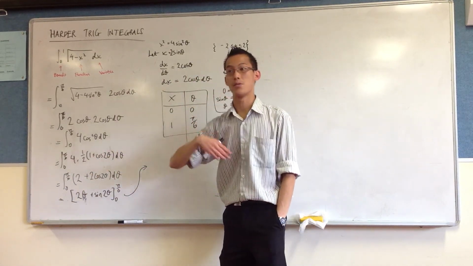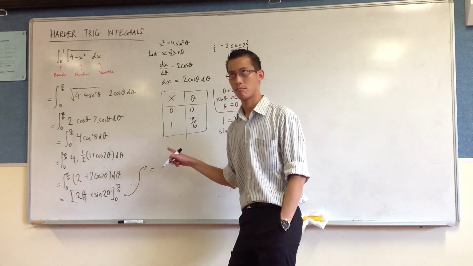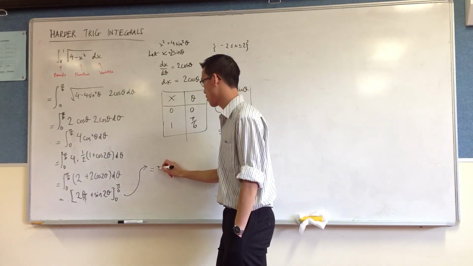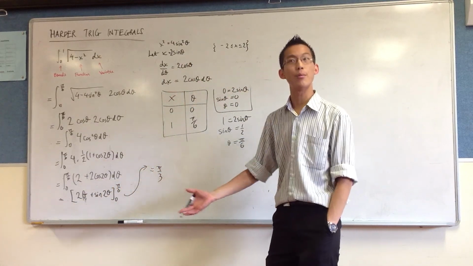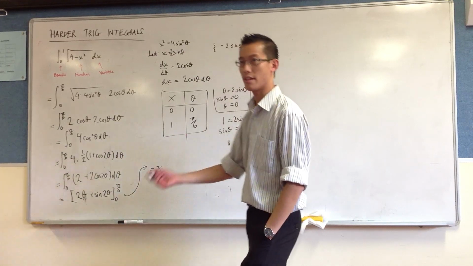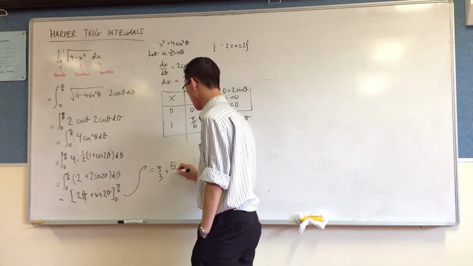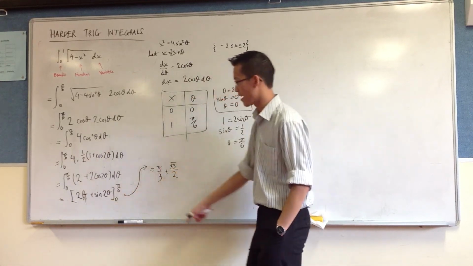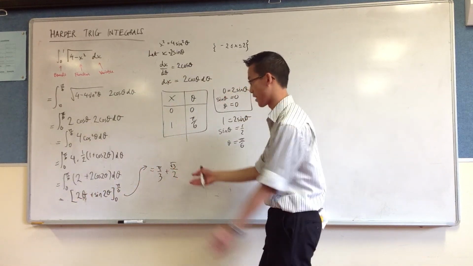I now just have to evaluate, right? So when I've got 2 theta, that's pi on 6 times 2, that's pi on 3. And you've got sine of the same angle, pi on 3, right? Sine pi on 3, that's sine 60, so that is root 3 on 2. Now, when you evaluate the 0, right, so minus all of that, this is going to be 0 and that's going to be 0 as well. So in fact, I'm done.